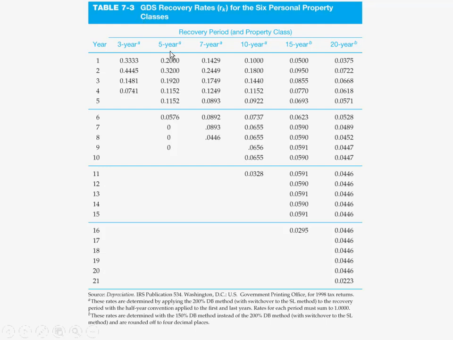It's less in the first year because they assume that you buy it in the middle of the year, and so they only give you half a deduction in the first year because in their assumption, you bought it partway through the year, not at the beginning of the year. So they don't want to give you full credit if you only owned the equipment for part of the time.